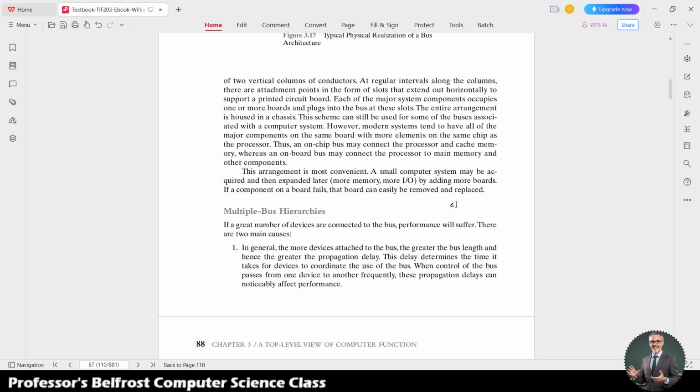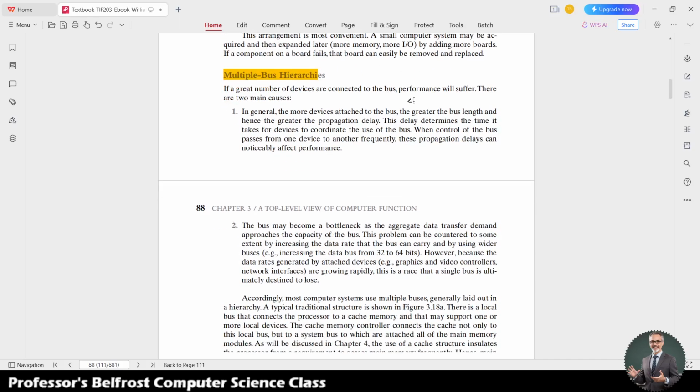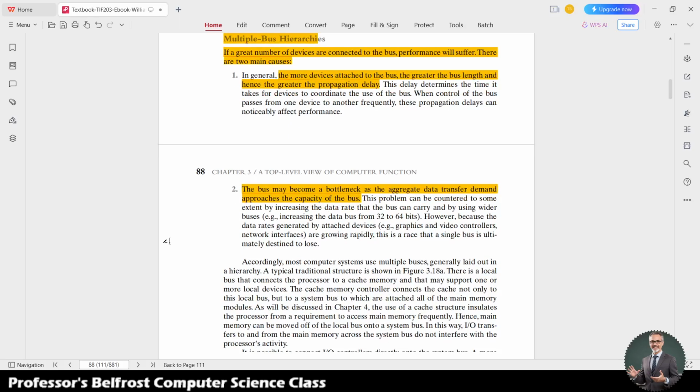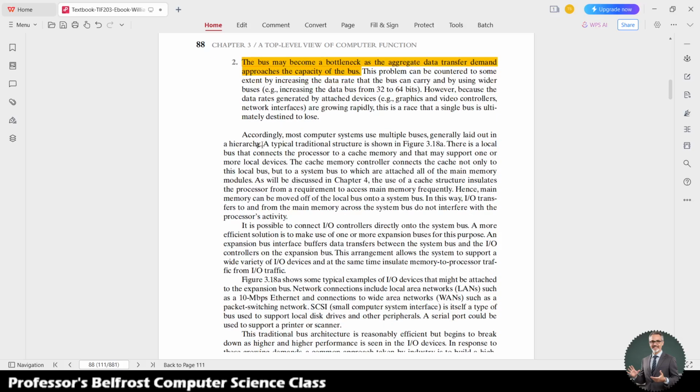Then we have something called multiple bus hierarchies. If a great number of devices are connected to the bus, performance will suffer for two main causes. First, the more devices attached to the bus, the greater the bus length, and hence the greater the propagation delay. Second, the bus may become a bottleneck as the aggregate data transfer demand approaches the capacity of the bus. Accordingly, most computer systems use multiple buses.